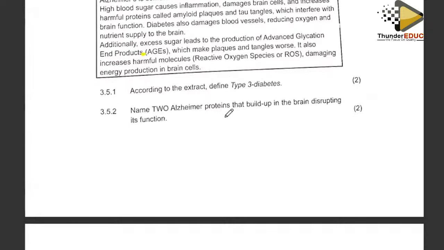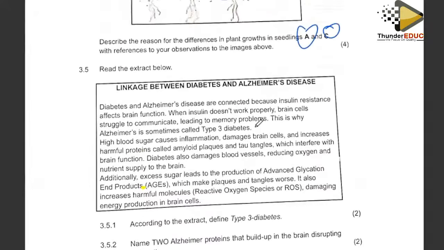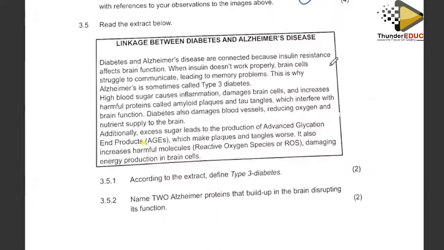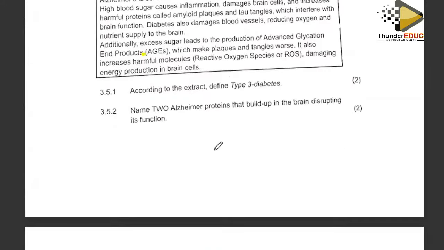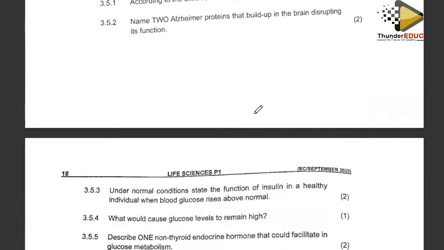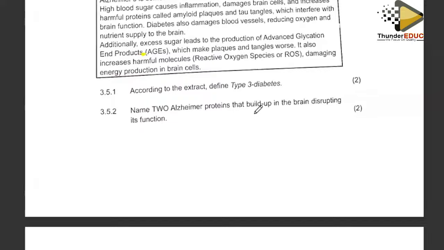Anyway, that's life. According to the extract, define type 3 diabetes. Remember we said that type 3 diabetes is when insulin does not work properly. When insulin does not work properly, the brain cells struggle to communicate, leading to memory loss. That's what it is here. This one is just easy. With an extract, you always get answers from the extract.